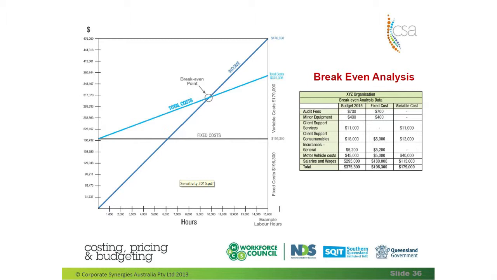Now our break-even point is where our income intersects our total cost line. And in this case scenario, that is just under 10,000 hours and just around $300,000. So we know while we have the opportunity to earn $476,000, we actually only need to earn $300,000 and deliver 10,000 hours of service to break even for that program.